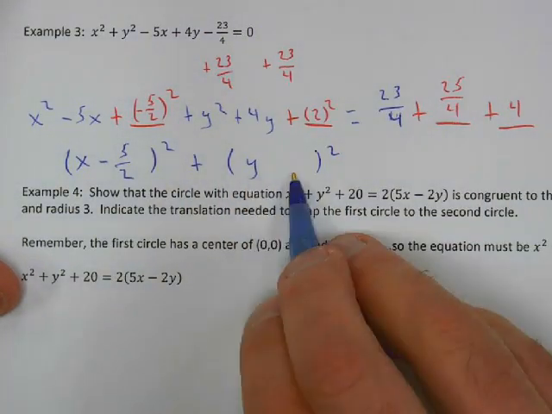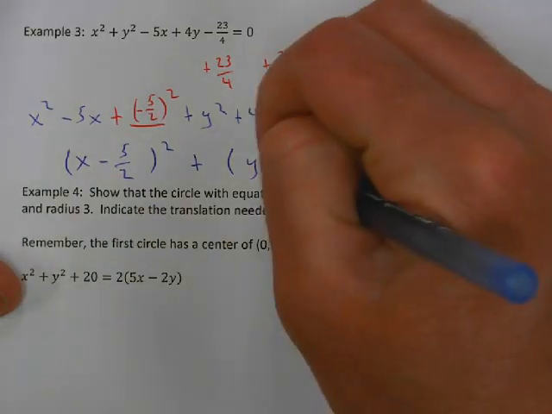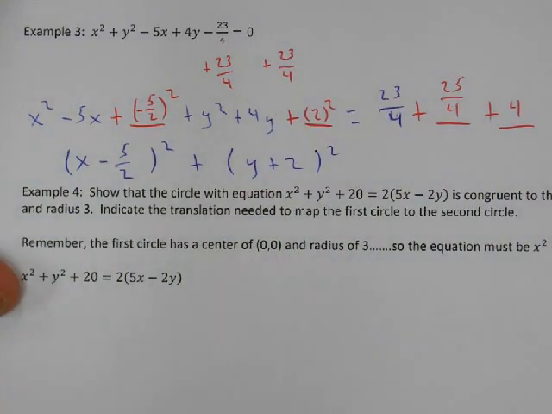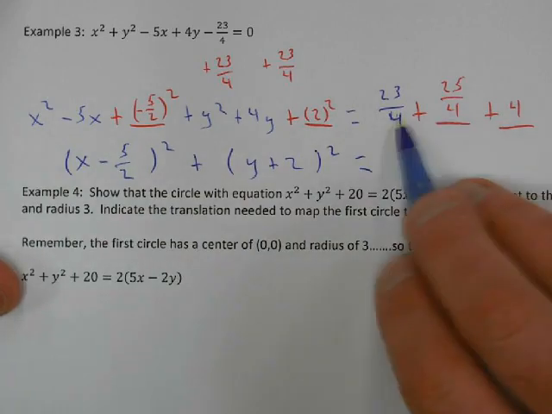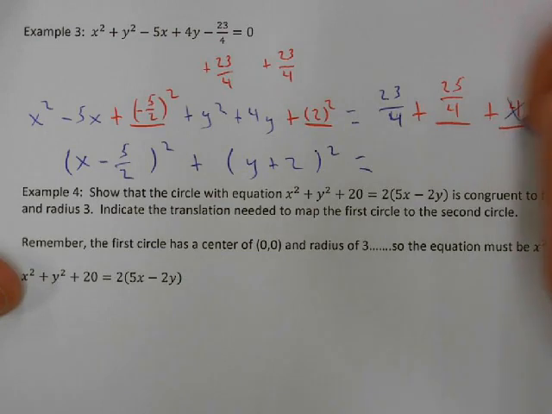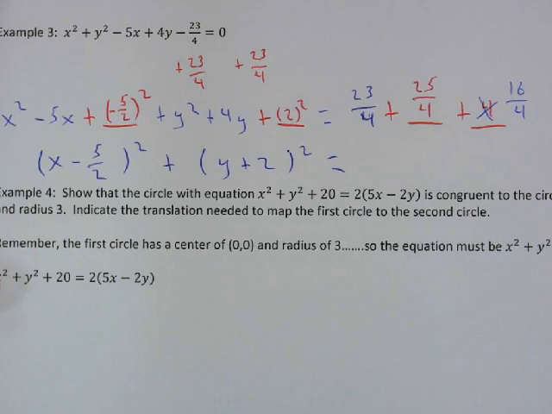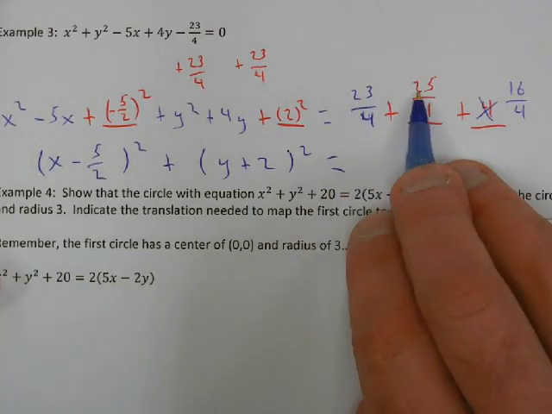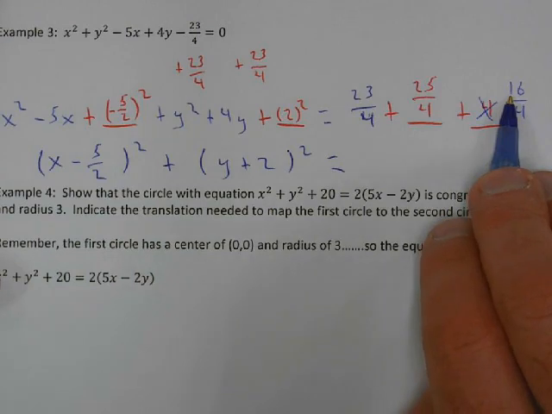What's going to go in here with the y? Well, what did I square to get 4? Well, we squared positive 2, so then plus 2 goes in there. And then equals, well, how do I add up these things? Since these are fractions, I want to write this as a fraction as well. So instead of 4, let's cross that out and write 4 as 16 over 4, because then it still equals 4, but now we have that common denominator of 4. Okay? And then when I add all these together, 23 plus 25, we get 48, plus 16, we get 64.